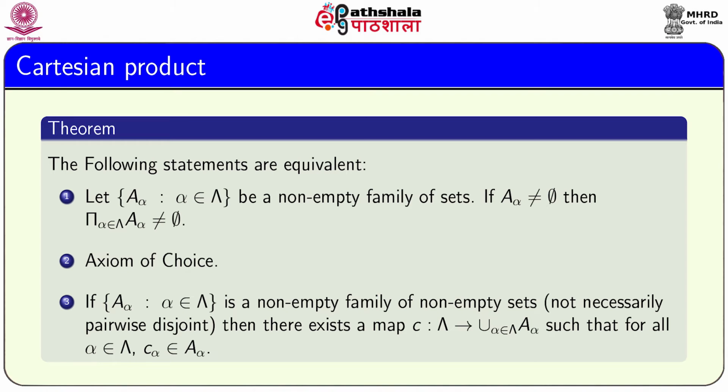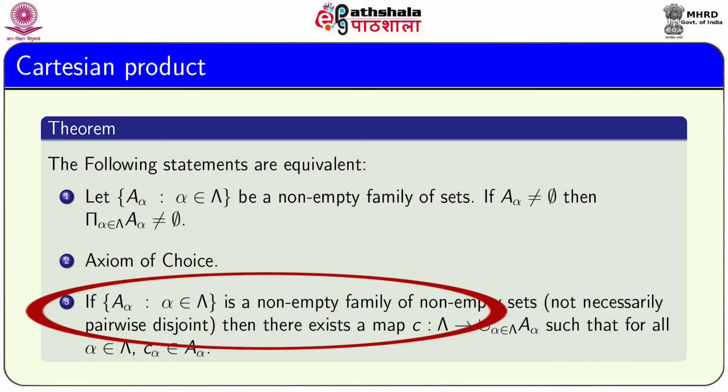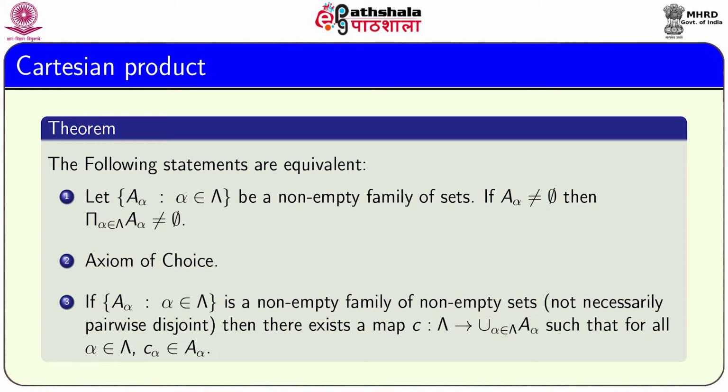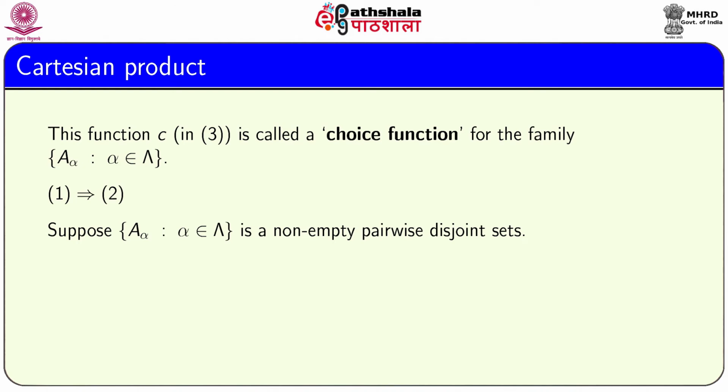This particular statement is equivalent to the axiom of choice, and it is again equivalent to the last one, that is, (3) if we have a non-empty family of non-empty sets A_alpha, which are not necessarily pairwise disjoint, there exists a map C from the index set lambda to the union of the A_alpha such that for all alpha, C(alpha) is in A_alpha. The function C is called a choice function for the family A_alpha. Let us try to prove these equivalence conditions.